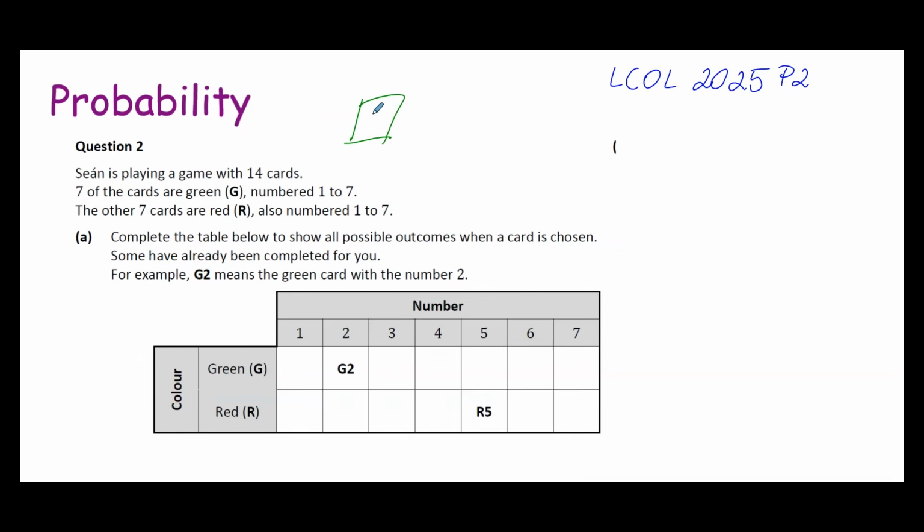There is a card that is green, has number 1. Another card has number 2, and so on. The other 7 cards are red, also numbered 1 to 7. So the same idea. I have 1, 2, and so on.